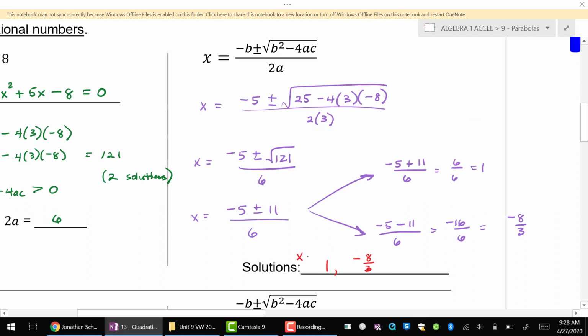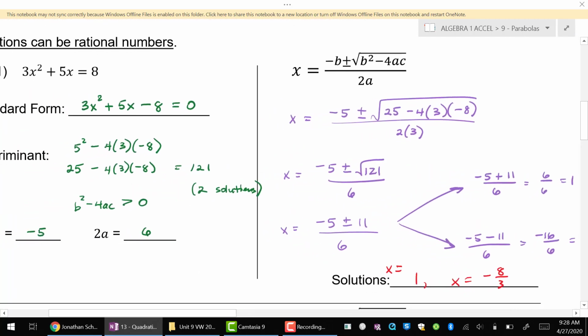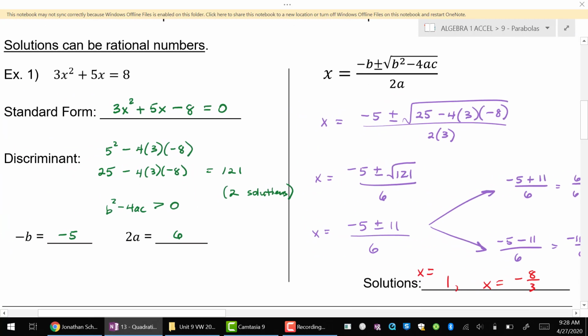So we could say x equals 1, or we can say x equals -8/3. So that would be how you would sort of formally write the notation of what solutions you found. Bottom line is this. If I plug in 1, and if I plug in -8/3 way back here to my original problem, I'll get a true statement. I found the solutions that make that equation true.